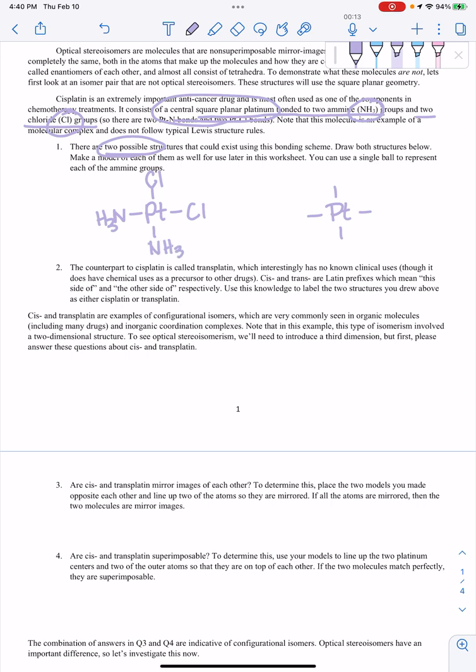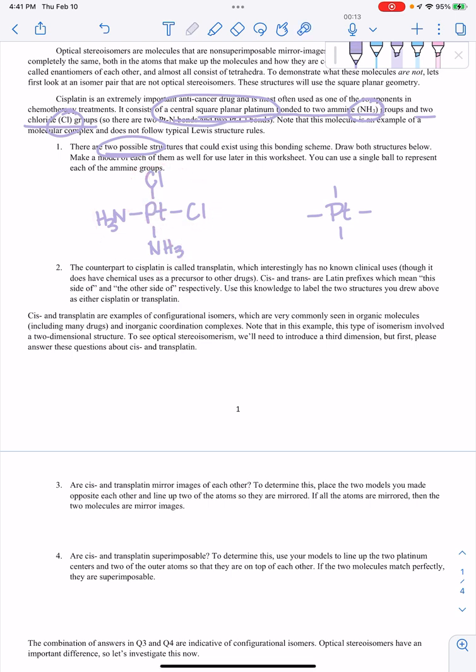And so you might have noticed that I drew this one kind of funny because you'll learn in some of your more advanced chemistry classes that this nitrogen atom is the one that's bonded to the platinum, and all of the hydrogens are bonded to the nitrogen. But that's kind of irrelevant for now, but I just wanted to explain why I drew it that way. So that's one of the ways to draw this molecule, where we have each of the like groups next to each other.